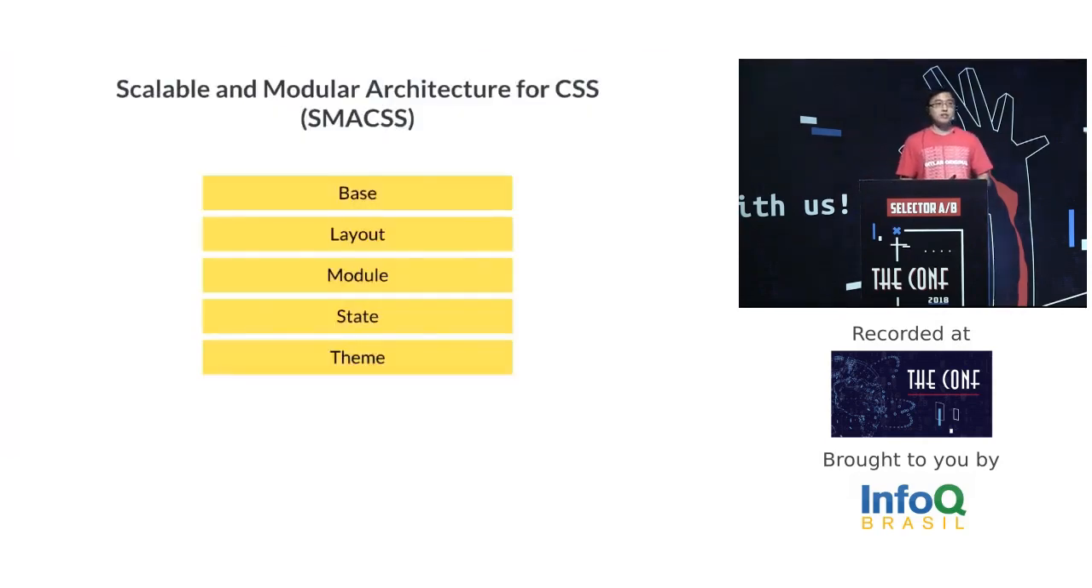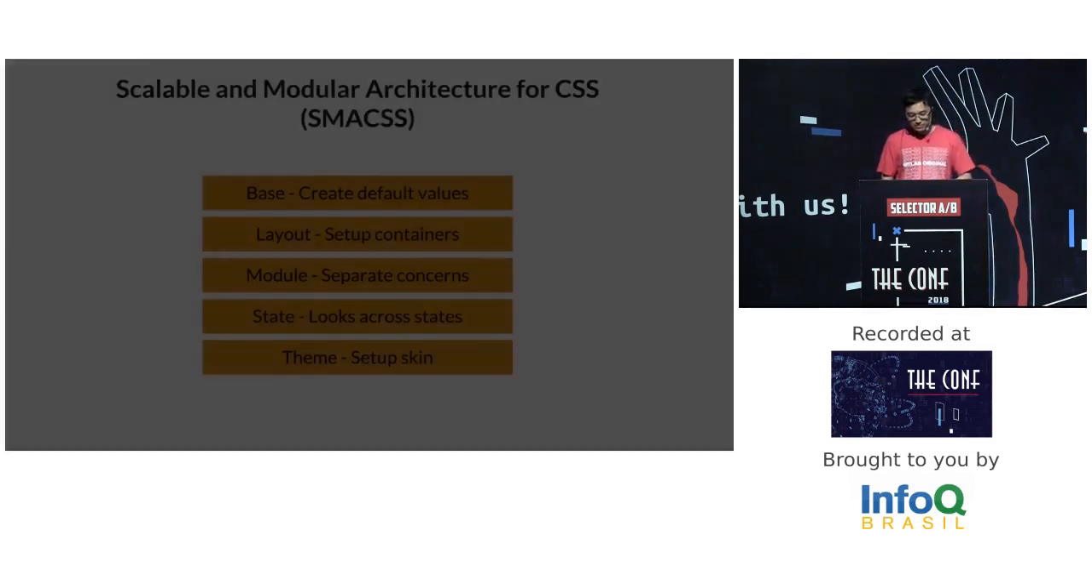Another popular way of organizing CSS is called SMACSS, which stands for Scalable and Modular Architecture for CSS. Previously in object-oriented CSS, we broke it down into two groups. With SMACSS, we're actually breaking it up into five groups. We have the base, layout, module, state, and theme. Each of these is trying to help create more separation in your CSS.